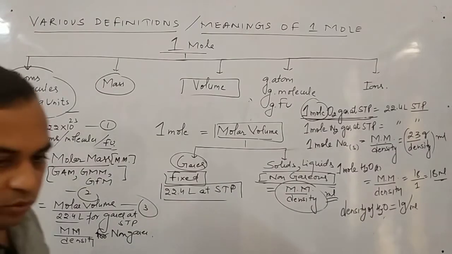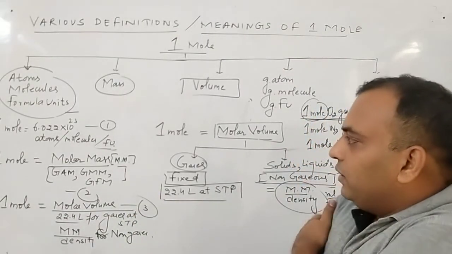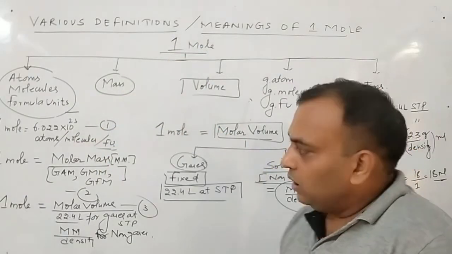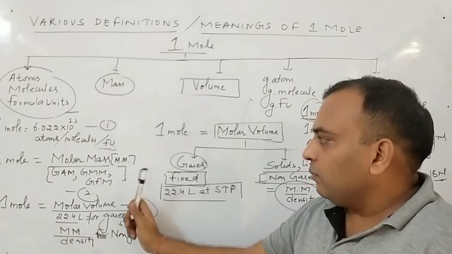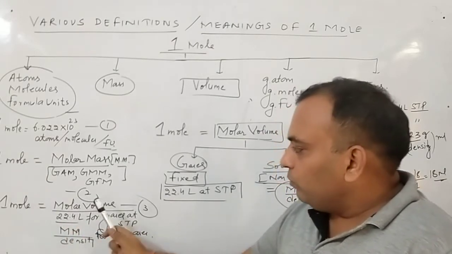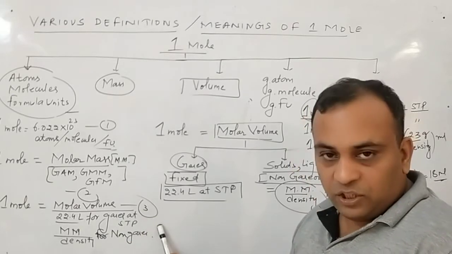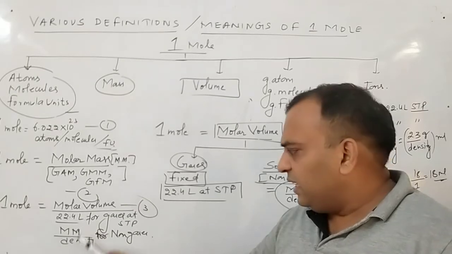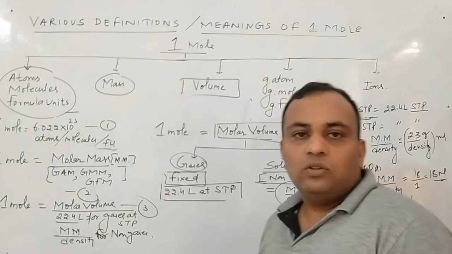So before I go further, let me recap what we have done till now. 1 mole contains Avogadro number of atoms, molecules, formula units. 1 mole has a mass, the molar mass, that may be gram atomic mass, gram molecular mass, gram formula mass. 1 mole will occupy a volume, that is molar volume. That is 22.4 liter for gases at STP. And molar mass upon density for non-gases. Keep in mind, learn this, memorize again and again.